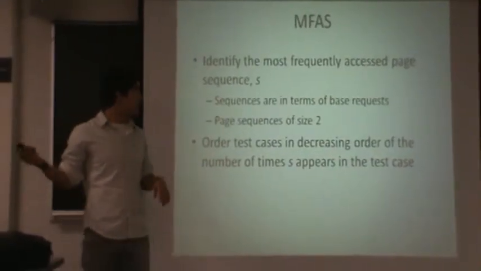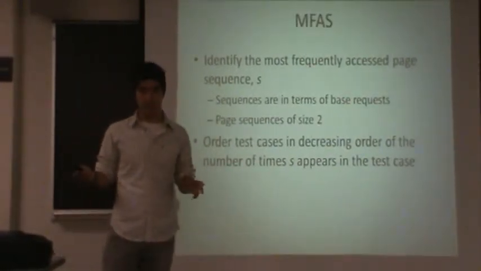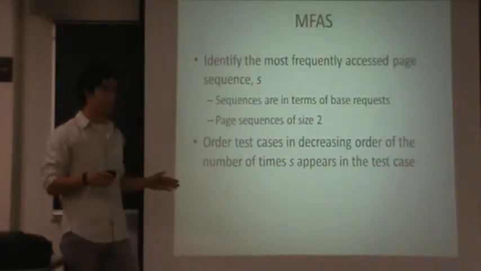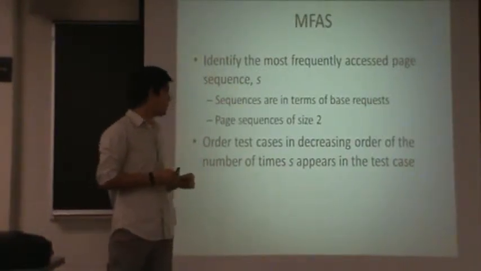Okay, so for frequency-based criteria, this is one of the methods. MFAS stands for most frequently accessed sequence, and the idea in this case is to identify the most frequently accessed page sequence, which is a series of 2 base requests. I'm only using 2 base requests for my experiment.